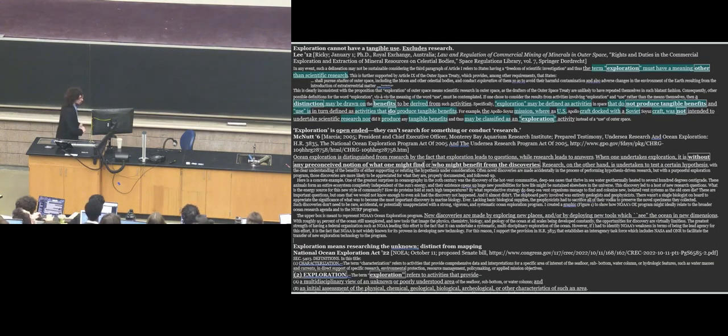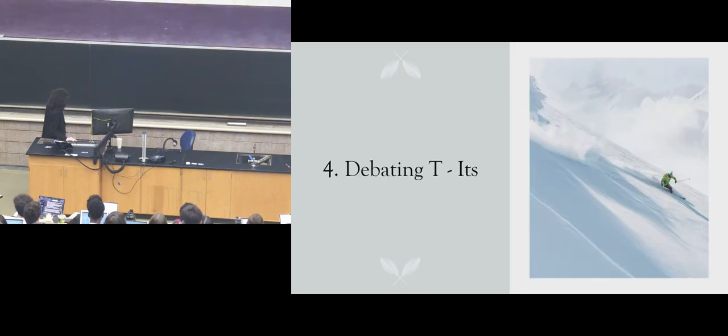There are some cards for all of these. Here's the exploration is open-ended stuff. Exploration may be defined as activities that do not produce tangible benefits. Maybe it mixes burdens and just says if you have an advantage, you're not topical. This says you can't have a preconceived notion of what you find. It's distinct from mapping. And these are all in T files that have been out for a while.